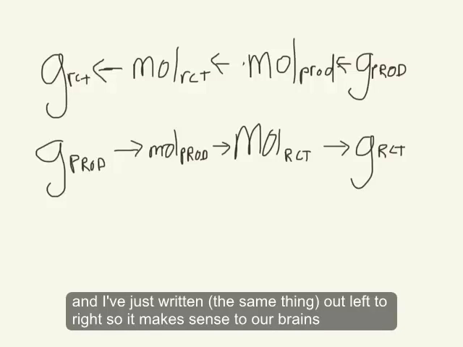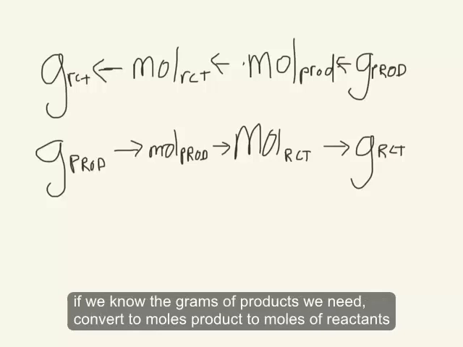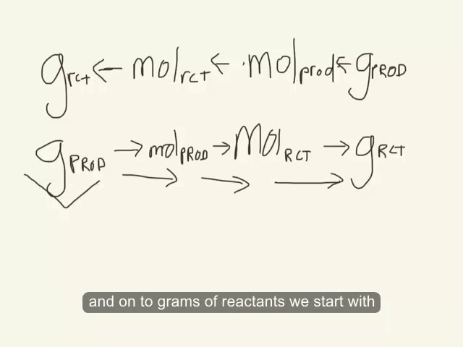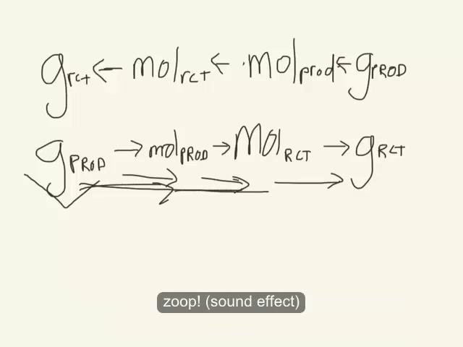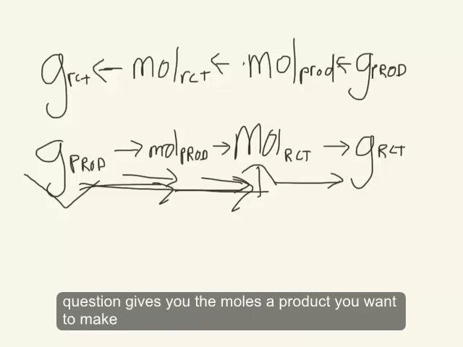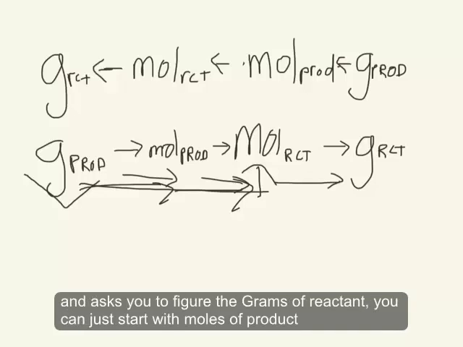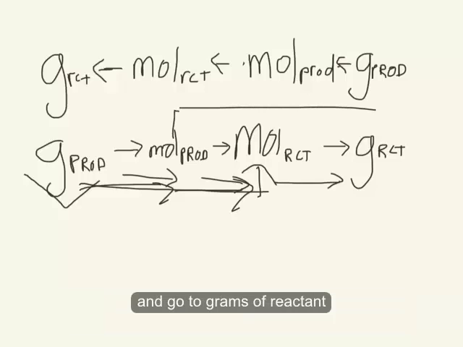And I've just written this out left to right, so it makes sense to our brains. If we know the grams of products we need, convert to moles of products, moles of reactants, and then the grams of reactants we start with. It's also relevant to point out that if the question asks for moles of reactant, you can just stop there. Done. Or if the question gives you the moles of products that you're going to make and asks you to figure out the grams of reactants, then you can just start at moles of product and go to grams of reactant.